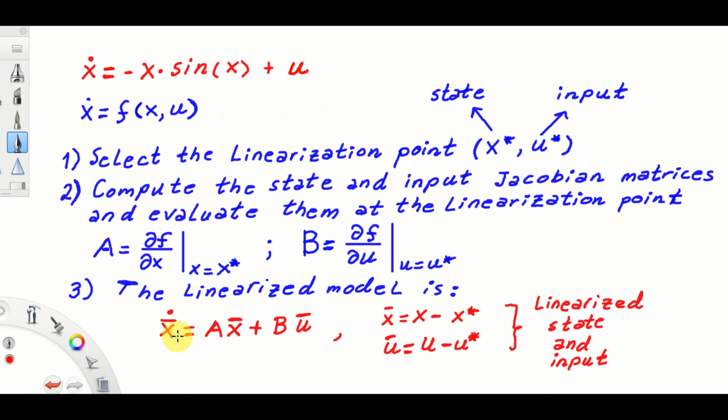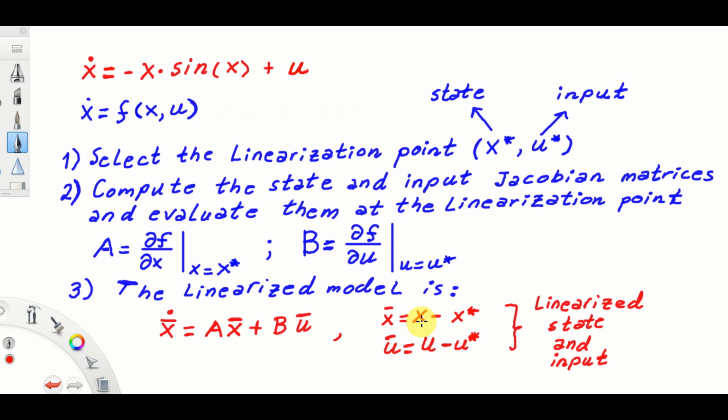Now, notice what's happening over here. Over here, we introduced the linearized state, x bar, and the linearized input, u bar. The linearized state is simply the difference between the state of the nonlinear system and the linearization state. To repeat, x bar is the difference between the state of the original nonlinear system and the linearization state. Similarly, u bar is the difference between the input of the original nonlinear system and the linearization input.